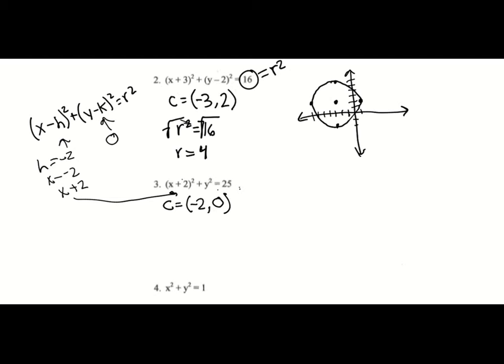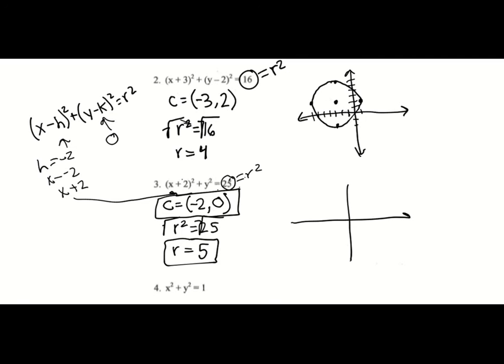And then I'm going to do the same thing to find r. This 25 is equal to r squared. So if my r squared equals 25, I need to take the square root of both sides, and I get r equals 5. So once I have these two pieces of information, my center and my radius, I can draw my graph. My center is negative 2, 0. So that means I'm going to be right on the x-axis.